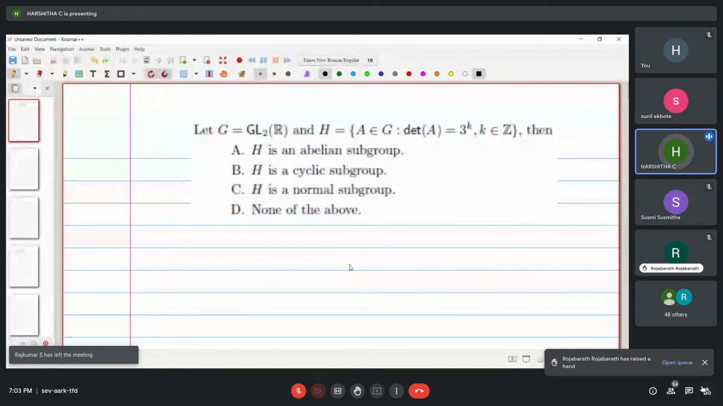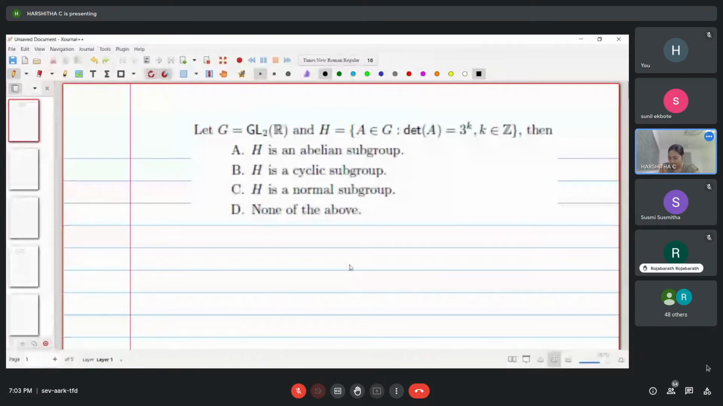I hope the screen and audio is okay. If not, you can just type in the chat box if there's any issue at any point of time.